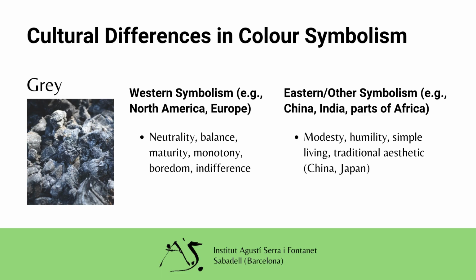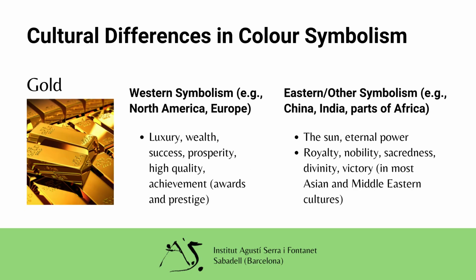Gray. It conveys a sense of neutrality, balance, and maturity, but it can also imply monotony, boredom, or indifference. It often represents modesty, humility, simple living, and traditional aesthetics in cultures like China and Japan. Now, let's explore 3 powerful metallic colors.